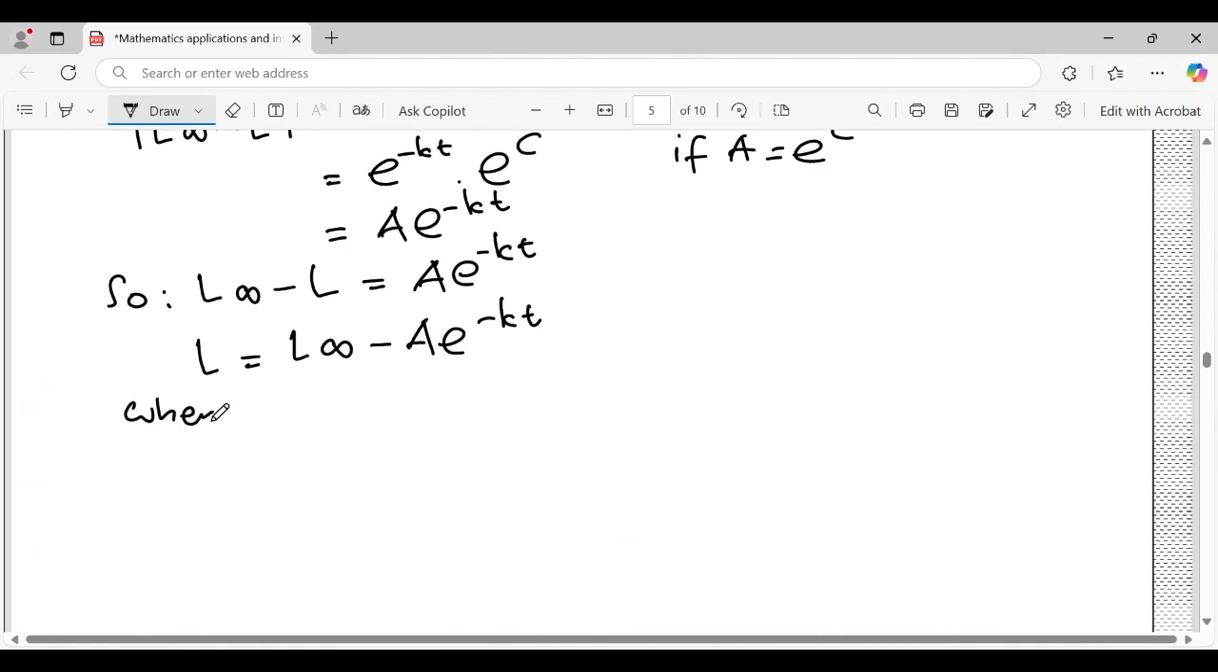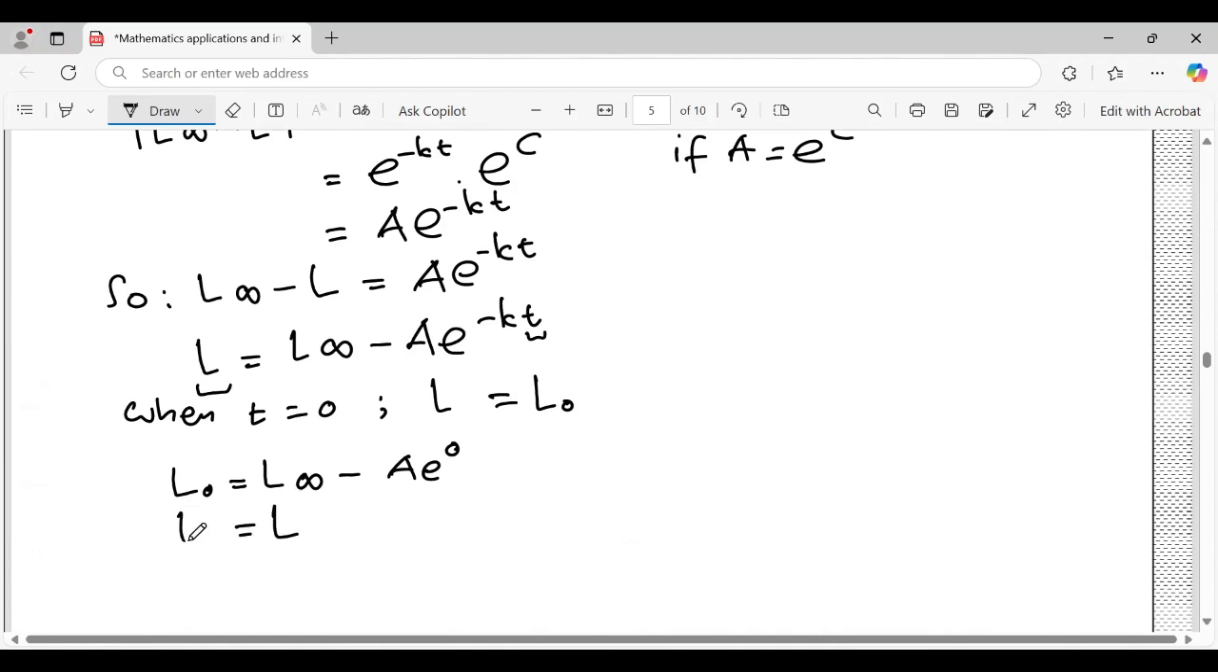Next, when t equals 0, L equals L0. So this L becomes L0, and e to the power of 0 is 1. So L0 equals L infinity minus a, and therefore a equals L infinity minus L0.